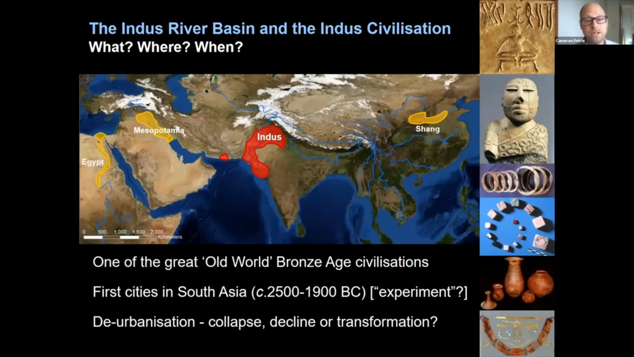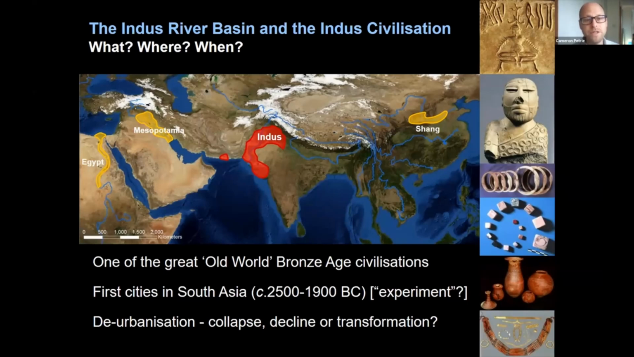Now, we know that this is one of these great Old World civilizations, regions that were dominated by the developments of early cities and early complexity. It was broadly contemporaneous with what we know occurred in Mesopotamia and Egypt. And there was a rise of urbanism and ultimately a decline of urbanism, and then a sequence of subsequent changes that occurred.